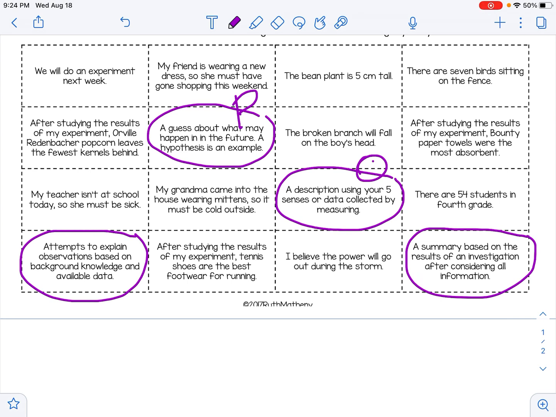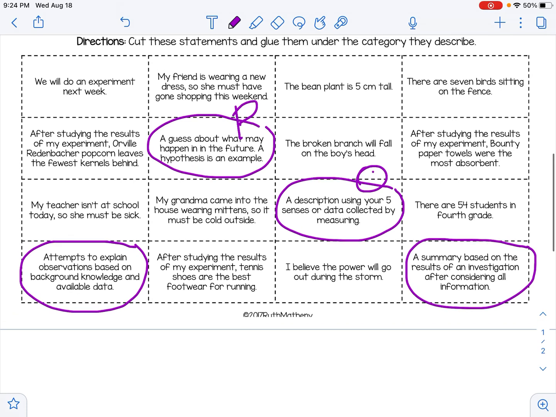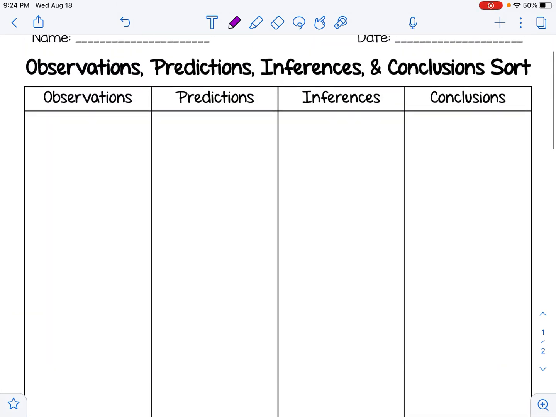When we get into writing a hypothesis next week, you're going to see that we're really just kind of looking at what we think is going to happen. Now it needs to be educated. It needs to be informed a bit, okay? All right, so we have our observation, we have our prediction.